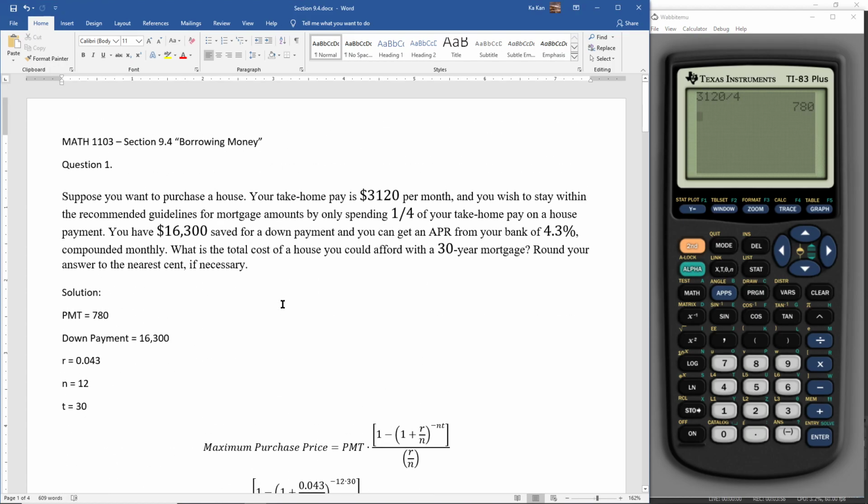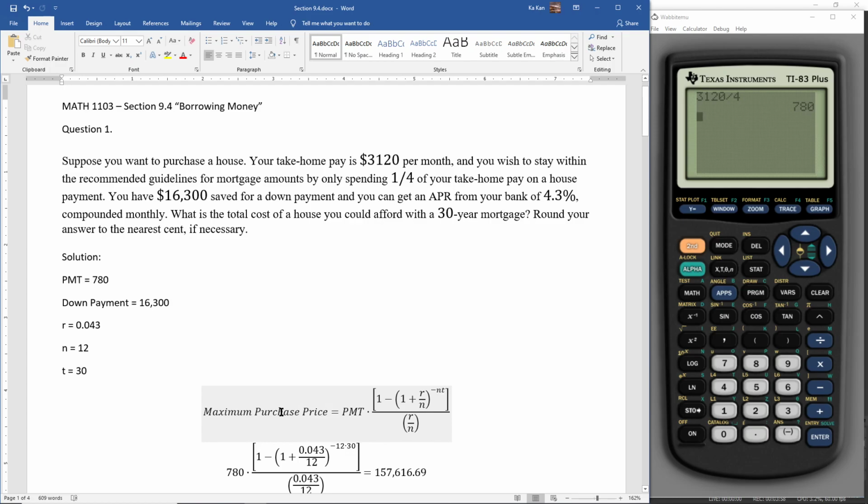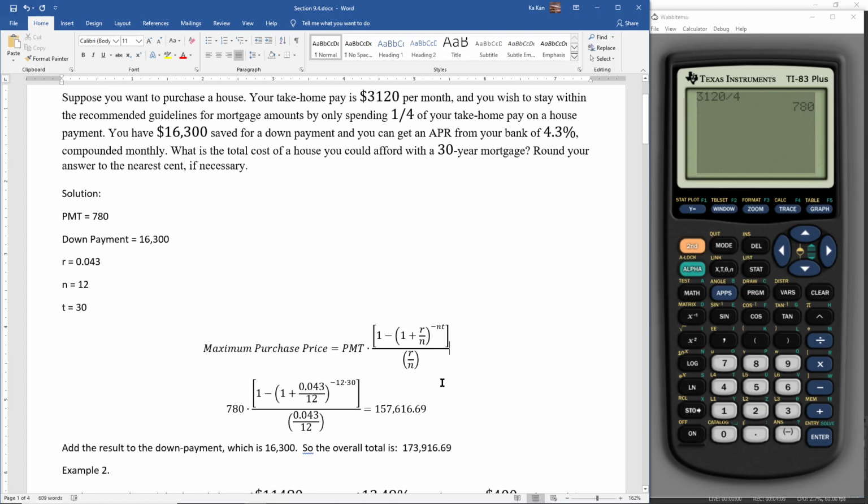So now the formula that we have here: maximum purchase price equals the payment times all this. Now I typed it into Microsoft Word. You don't have to do that, of course. You can just write it down on a piece of paper. That's a lot easier. Then you just have to think about these variables that we got, R, N, and T. What are those, right? Just go to the left. Look at this. 780 is the payment, right? The interest rate. The N is 12, right? This is the N times the T, right?